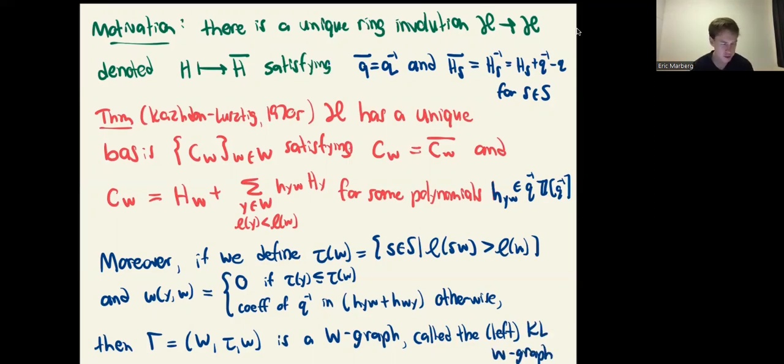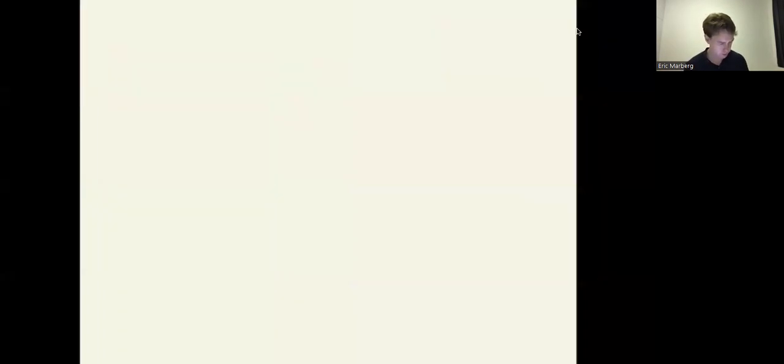So this is our motivation for this definition of a W graph. It sort of abstracts the action of H on this special basis C_W, the Kazhdan-Lusztig basis. So let me give you a quick example.